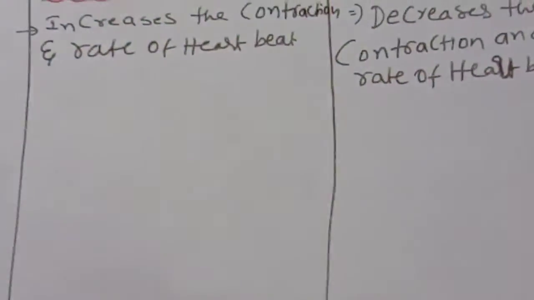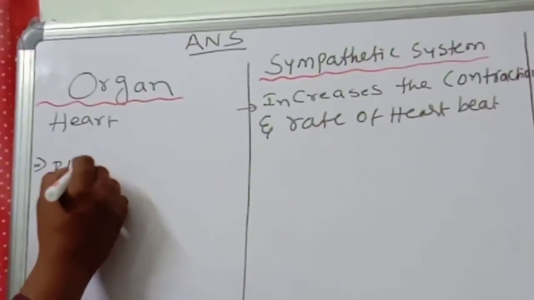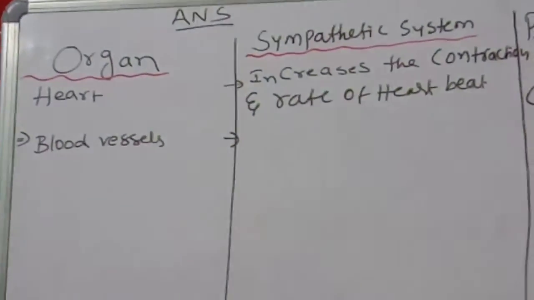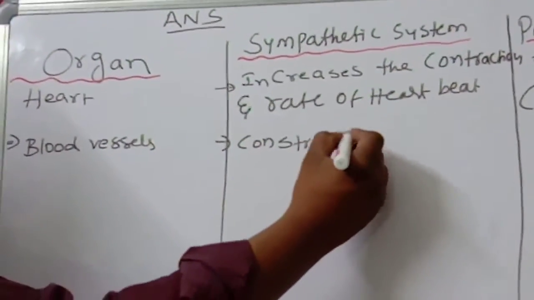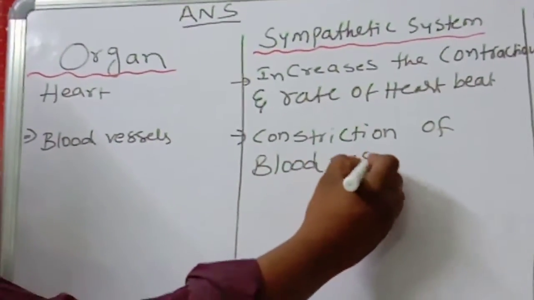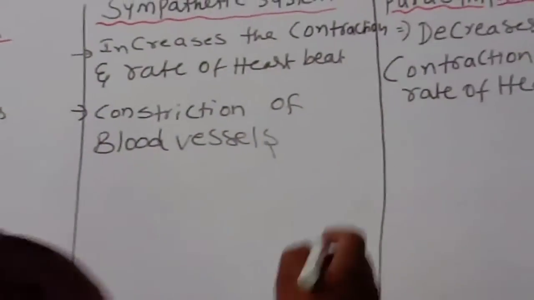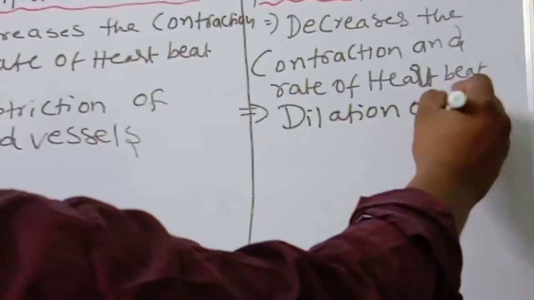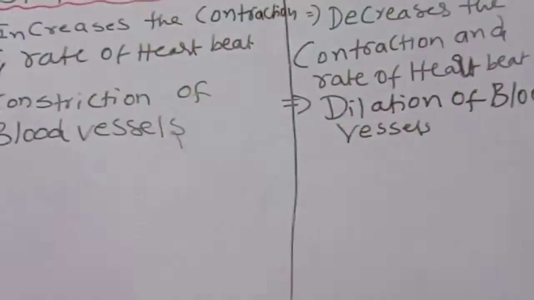Second one, blood vessels. What will sympathetic do? Constriction of blood vessels. So sympathetic contracts blood vessels, and here parasympathetic, we will see dilation of blood vessels.